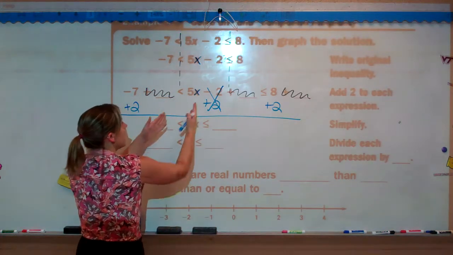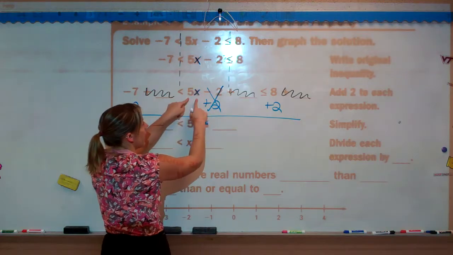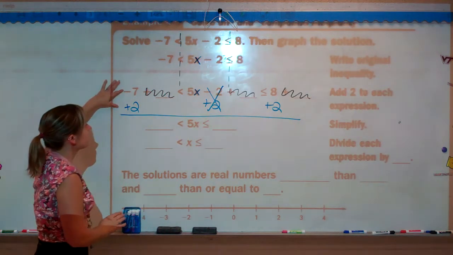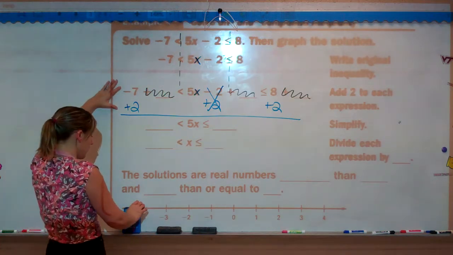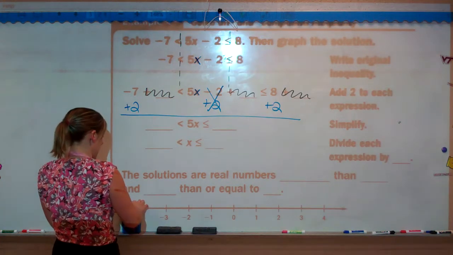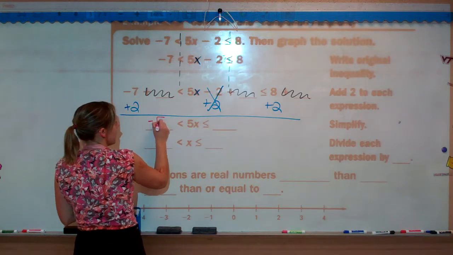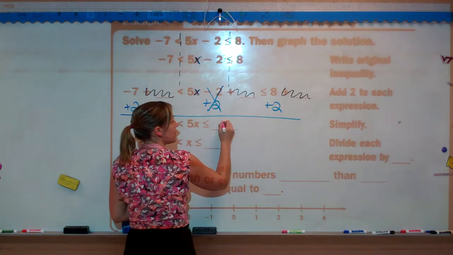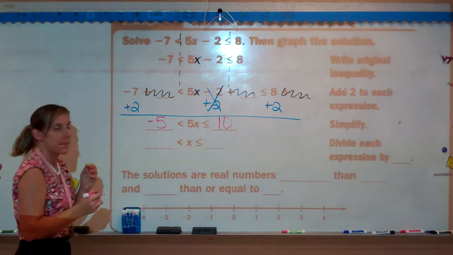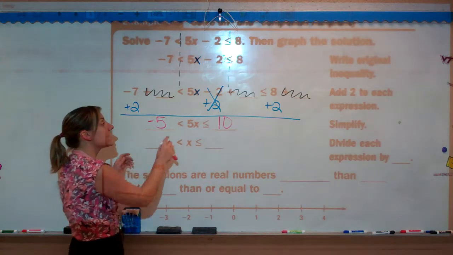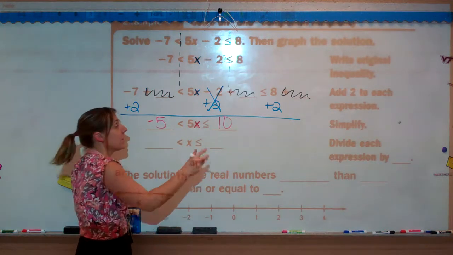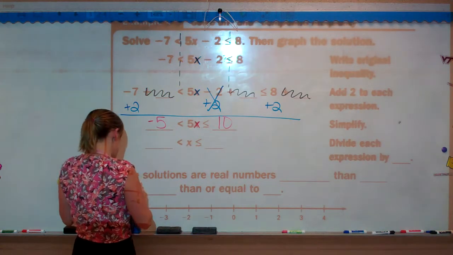So in the middle, since that went away, I have 5x left. And then on the left, -7 plus 2 is -5. 5x is what's left in the middle, and then 8 plus 2 is 10. Okay? So now I still want to get this x by itself. So how do I get rid of the 5? I divide it out.